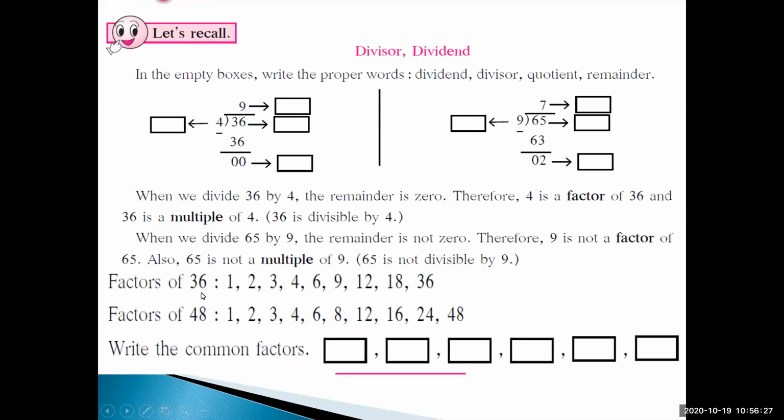If at the unit place of any number 0, 2, 4, 6, 8 is there, for example here in case of 36, 6 is there at the unit place, that means this number is divisible by 2.